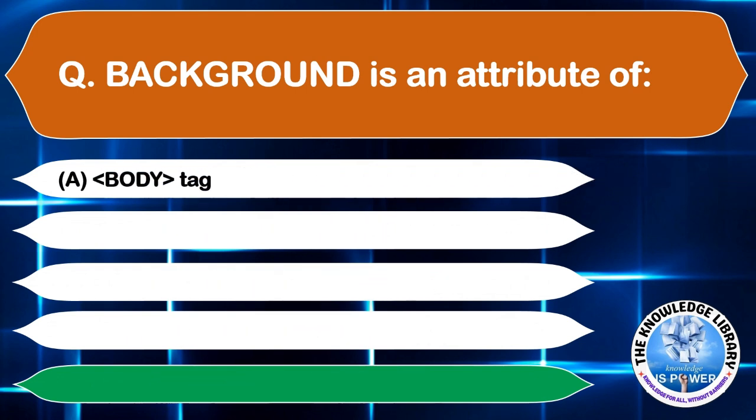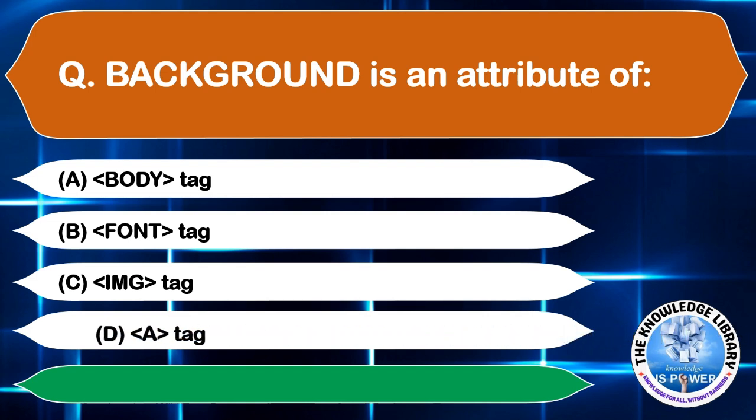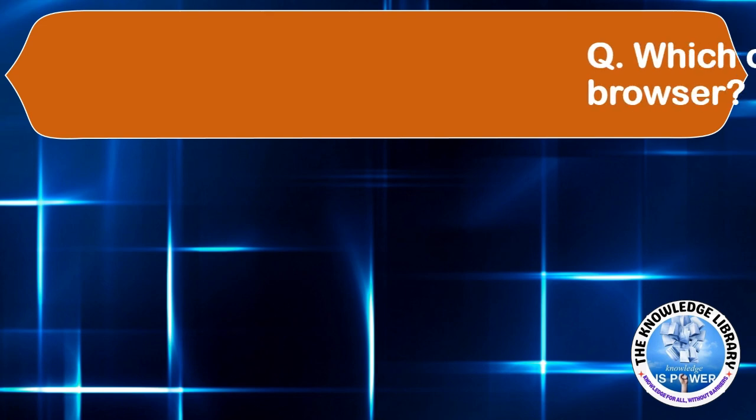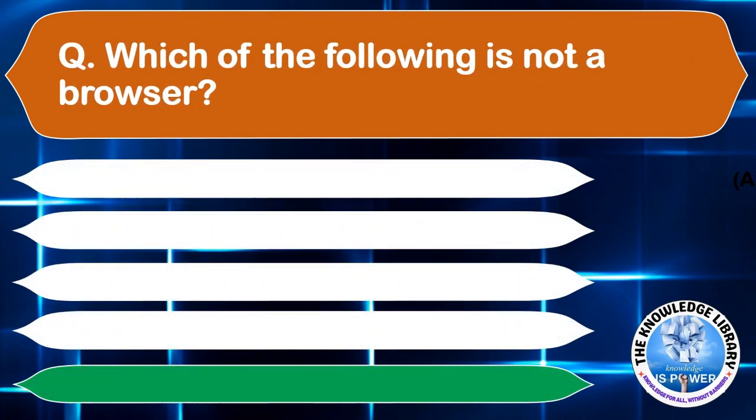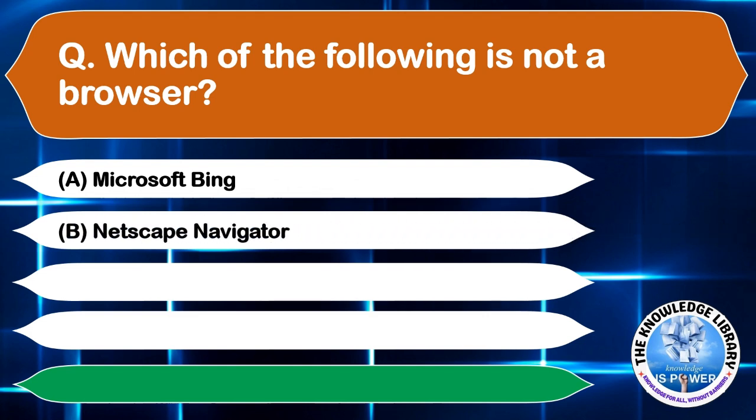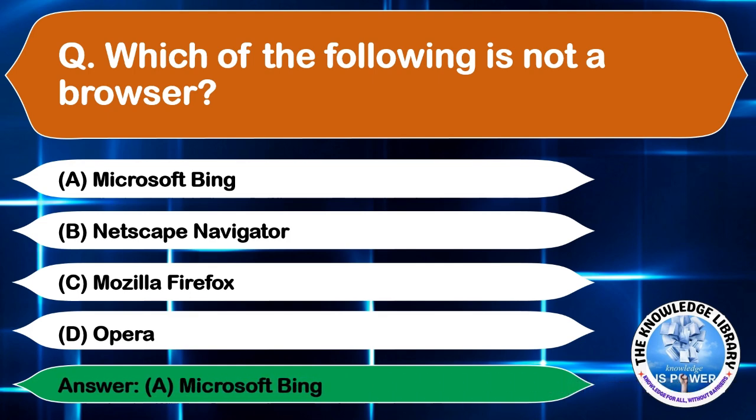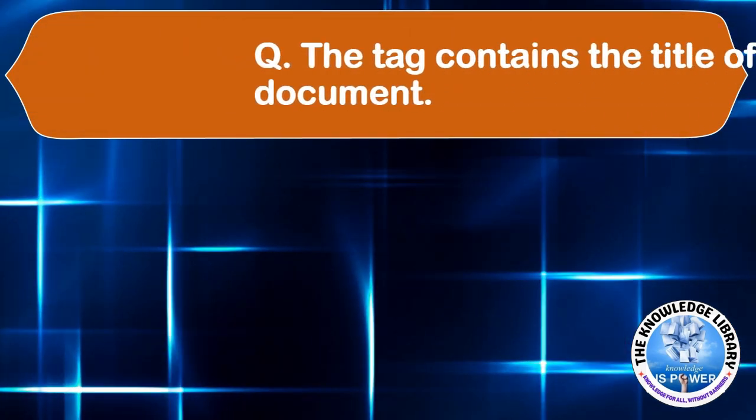The next question is, background is an attribute of option A, body tag, option B, font tag, option C, image tag, option D, A tag. The correct answer is option A, body tag. The next question is, which of the following is not a browser? Option A, Microsoft Bing, option B, Netscape Navigator, option C, Mozilla Firefox, option D, Opera. The correct answer is option A, Microsoft Bing.